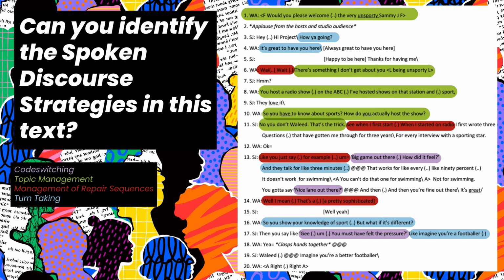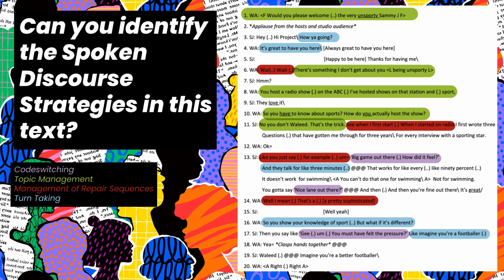Now, you'll be able to see here that I've color-coded each of our 4 spoken discourse strategies. But I haven't identified every example of these strategies. So if you've got other examples of things that you think reflect code switching, topic management, management of repair sequences, or turn taking in the text, make sure you add it in the comments below.